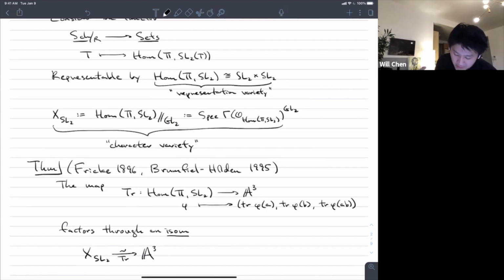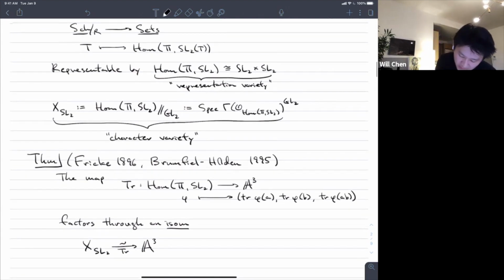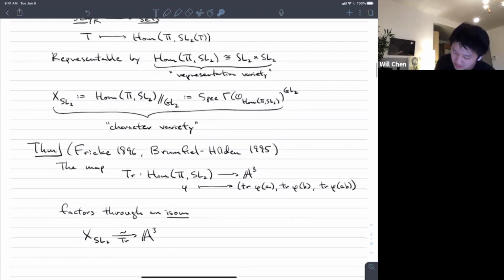Okay, so I don't know too much about character varieties in general, but it turns out that the character variety for SL2 representations of a free group of rank 2 has an exceptionally simple description. I believe this is first due to Fricke from 1896. I think he did it over C, and the general case over an arbitrary ring was done by Brumfiel and Hilden in 1995. They have a book, SL2 representations of finitely presented groups.